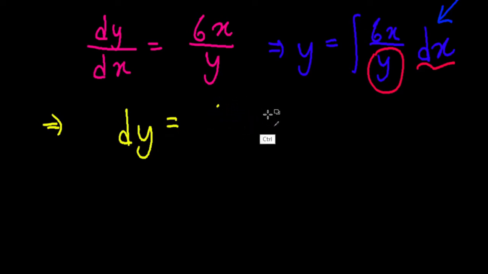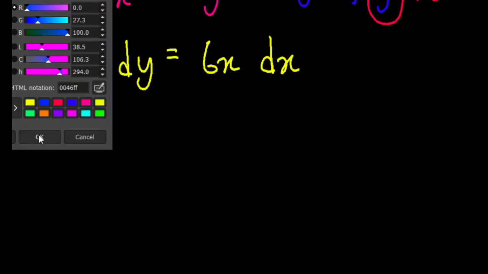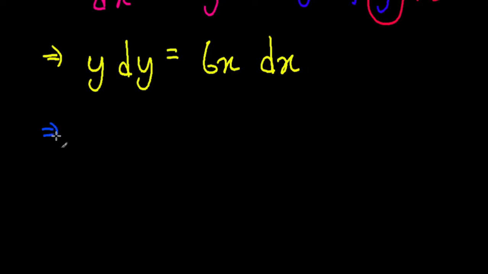6x, wait, I'll actually write that a bit later. Now we multiplied by dx on both sides. And also what we have here is 6x over y, right? As I want all the y terms on the left hand side, let's also multiply by y. Now the y here disappeared, so I just have 6x, and I have y dy on the left hand side, right? So we have successfully separated our variables, as the title says.